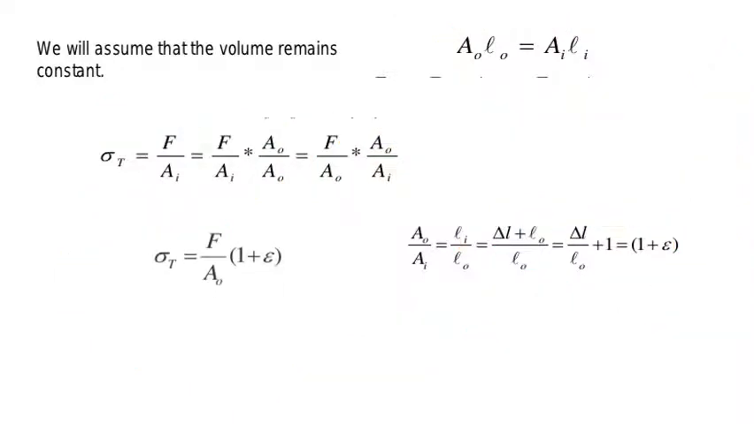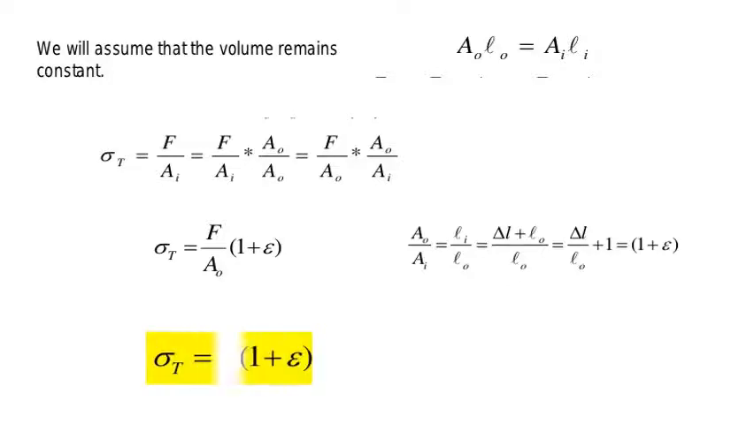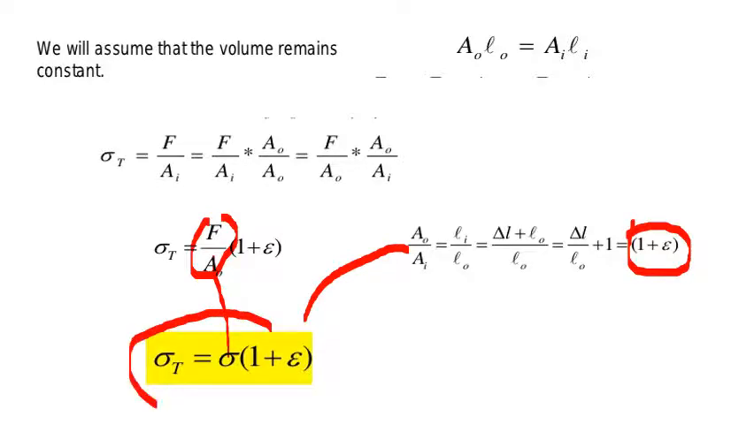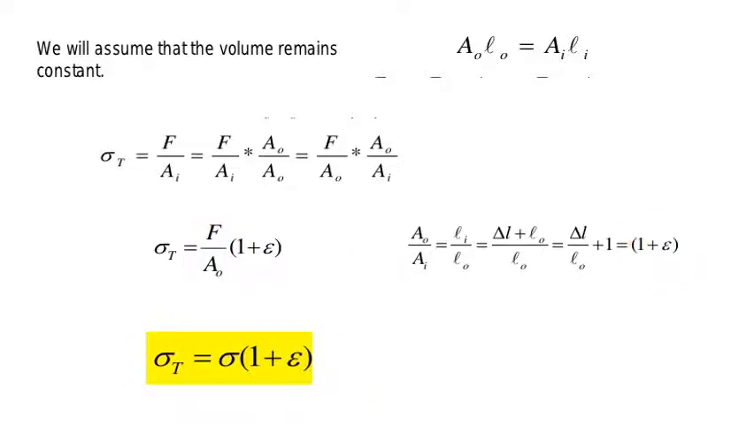Now substituting this A naught by Ai as 1 plus epsilon naught, we get sigma T will be equal to F by A naught into 1 plus epsilon naught, that is, sigma T will be equal to sigma into 1 plus epsilon naught. So, taking this as epsilon naught and Ai by A naught as 1 plus epsilon naught, the true stress will be equal to engineering stress into 1 plus engineering strain. It is very important to note these down, because many times they may ask for the derivation or for a problem.